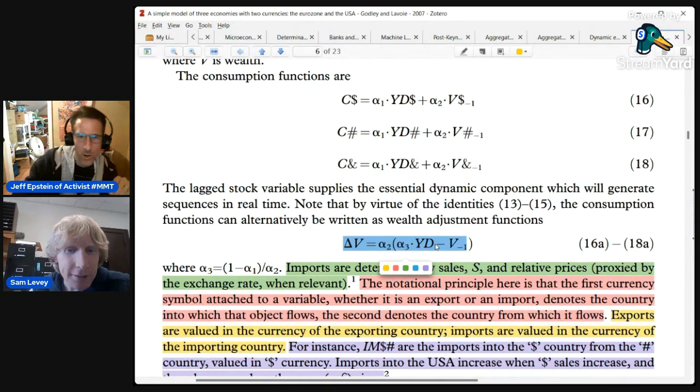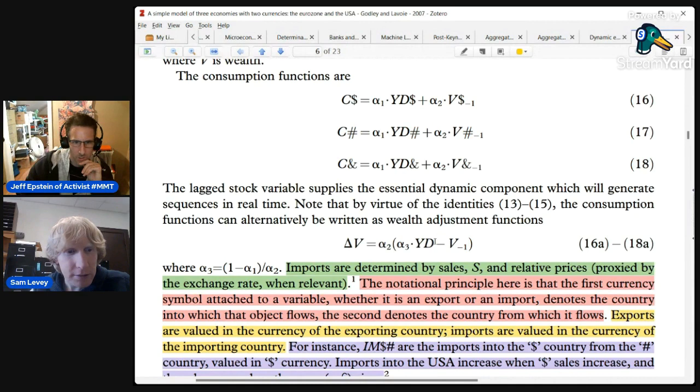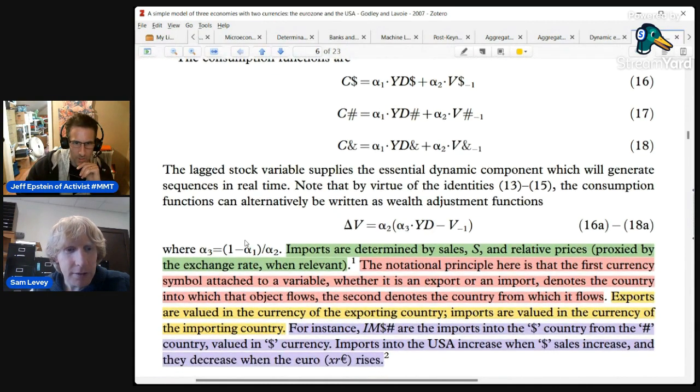The question is answered right below that, which just defines A3 equal to that formula. That's where that comes from. So A3 here tells you what your target level of wealth is, because it's whatever multiple of your income, that's your target level of wealth. And then A2 tells you the speed of adjustment.